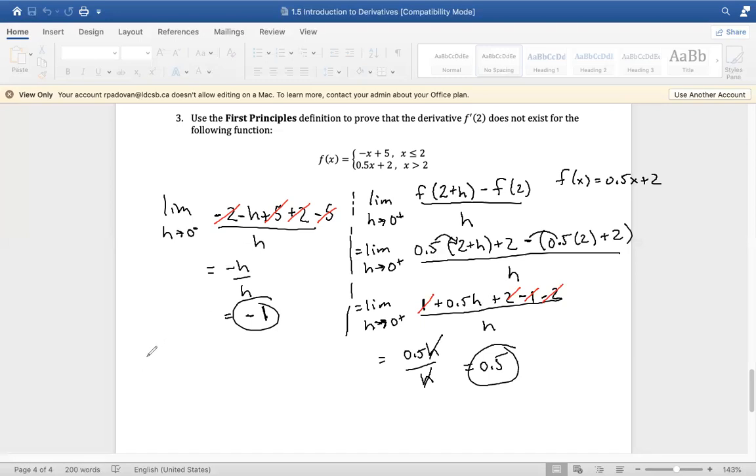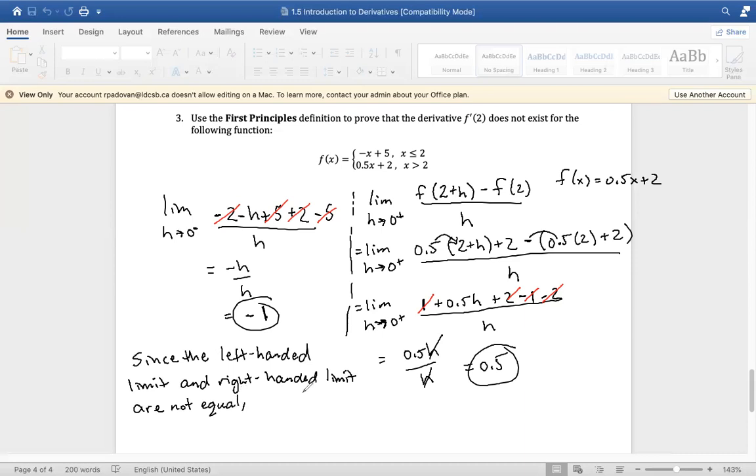Let's see if I can fit it in here. So this is what I would want you to write down for me: since the left-handed limit and right-handed limit are not equal to each other, the derivative does not exist at x equals 2. Here we go.